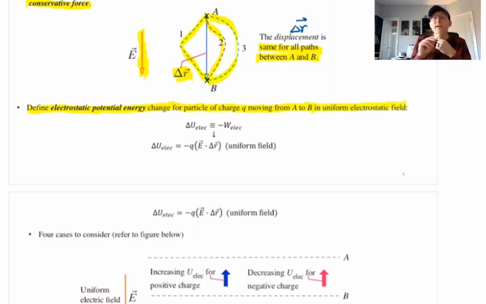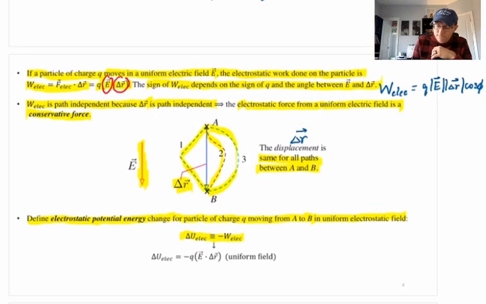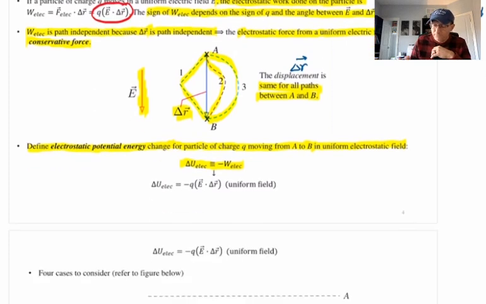Remember W grav equals negative delta U grav? Well, W electric is negative delta U electric. That's the defining relationship for U electric. And there's the formula right up there, for W electric in a uniform electric field, particle of charge Q.